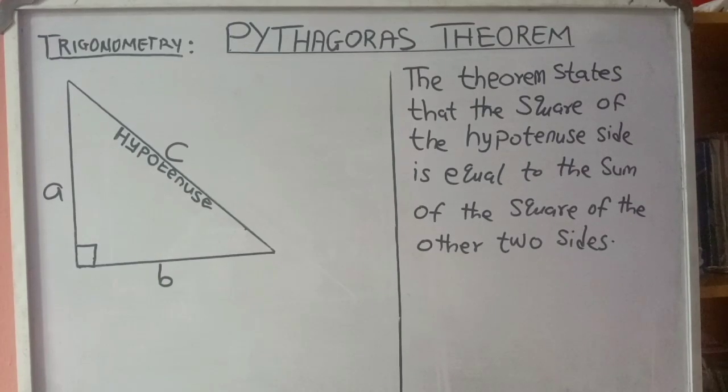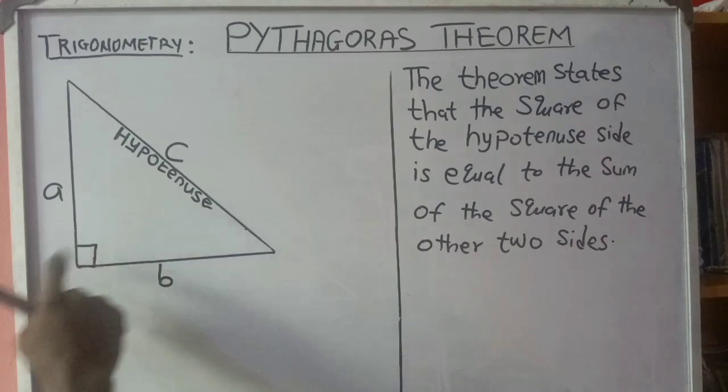Today we shall be looking at the topic Pythagoras theorem. Pythagoras theorem is an aspect of trigonometry that has to do with right-angled triangles. As you can see on the board, this is a perfect description of a right-angled triangle.